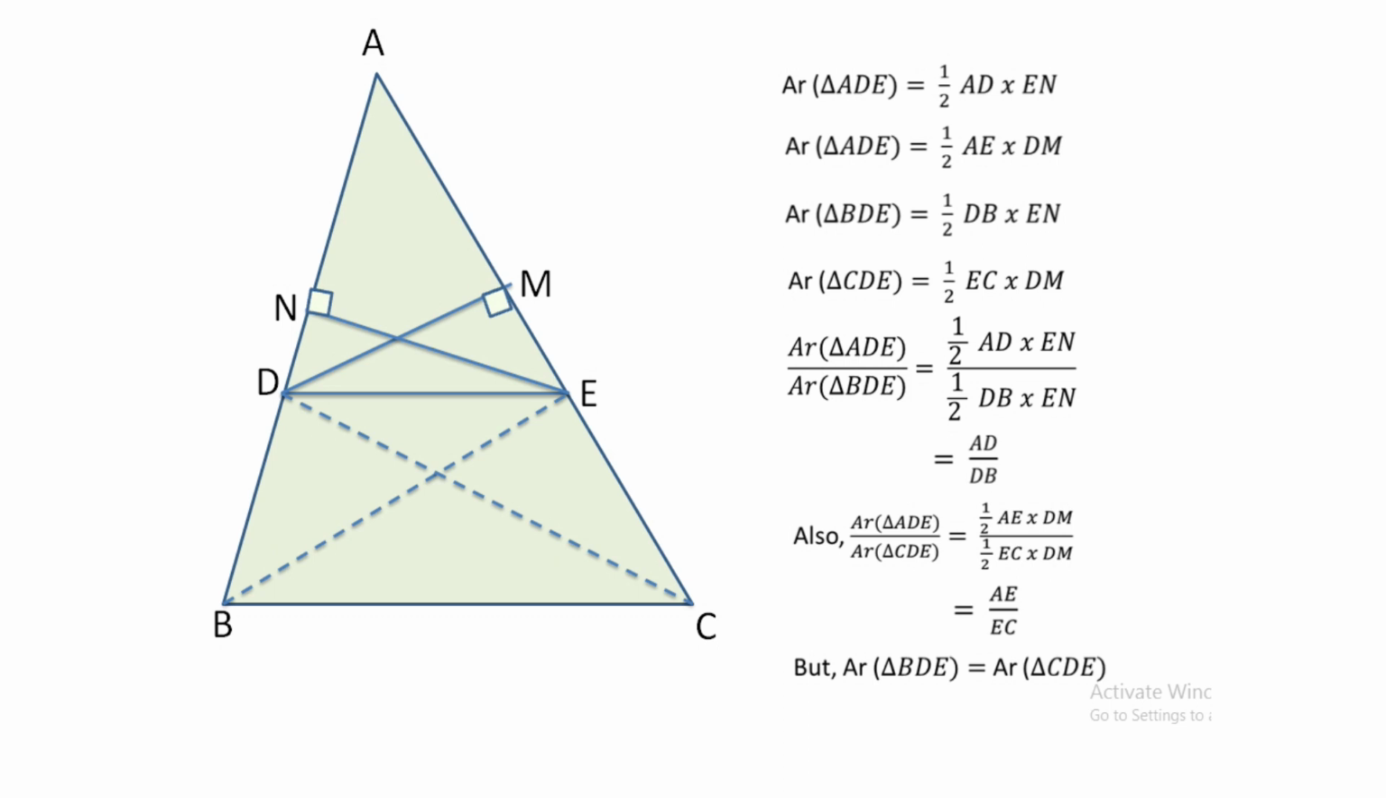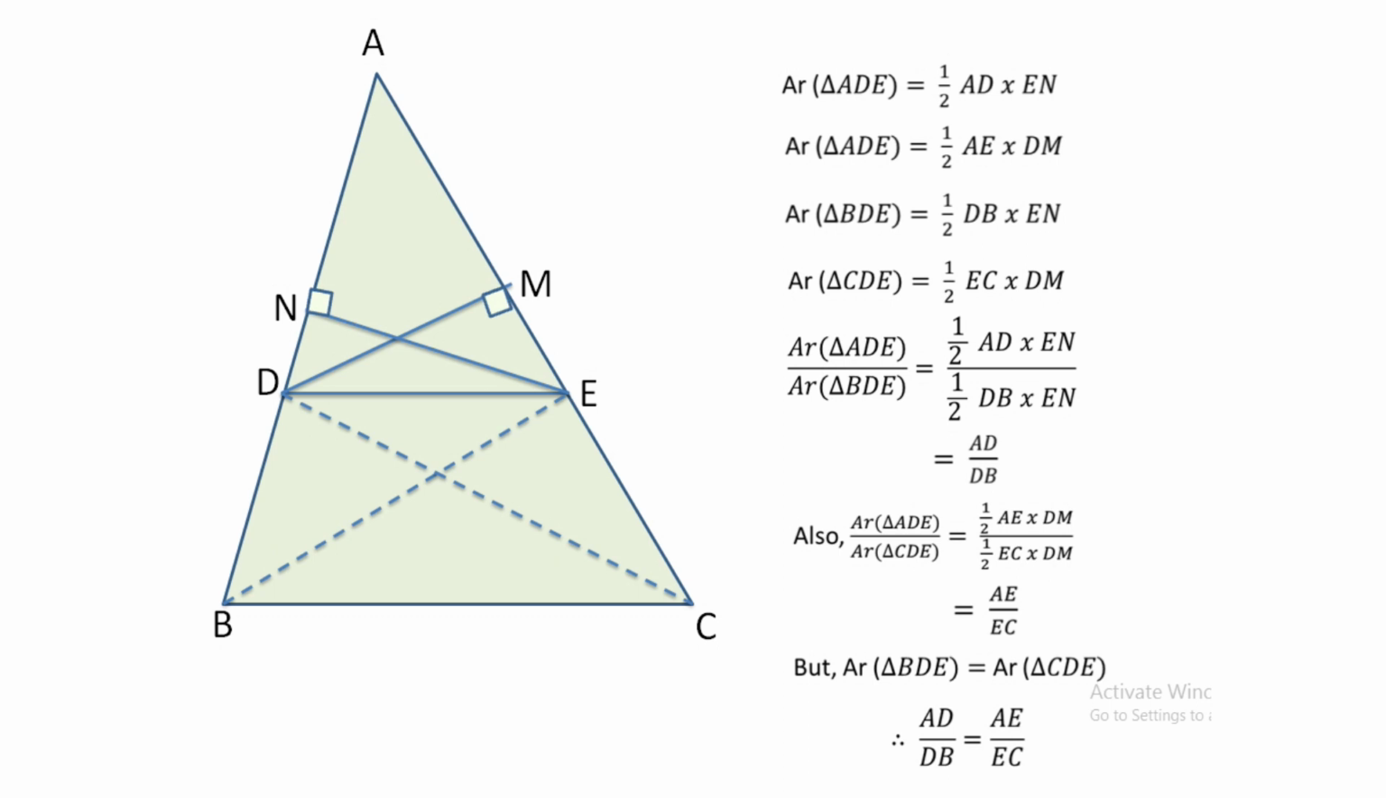So here we see that the area of triangle BDE and the area of triangle CDE are going to be the same. And if we look at the two ratios above, then obviously they are going to be equal since the numerator is already equal, and we know that the area of triangle BDE is equal to the area of triangle CDE. Then we can conclude that the right hand side is also going to be equal, which means that AD over DB will be equal to AE over EC.